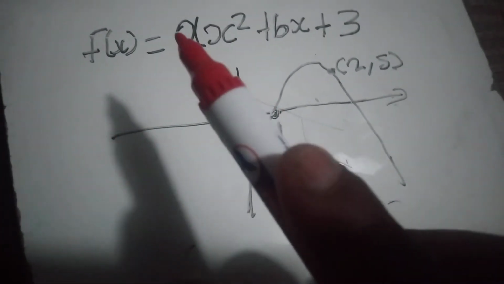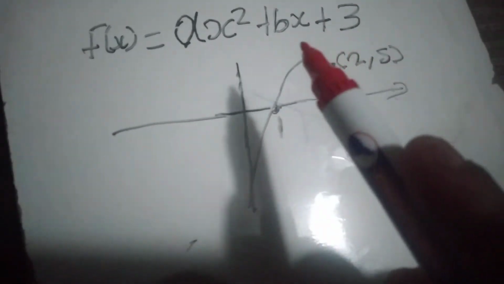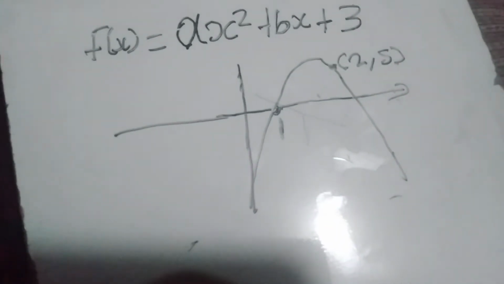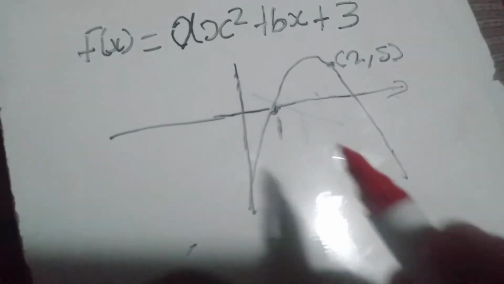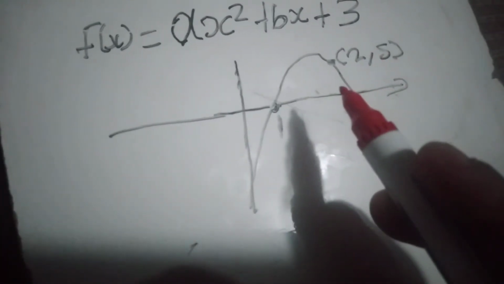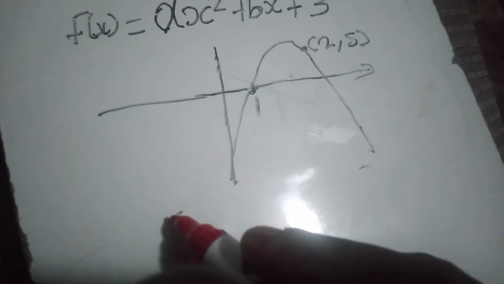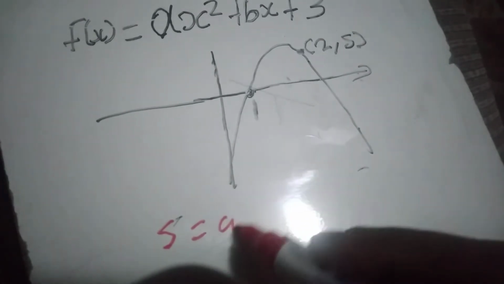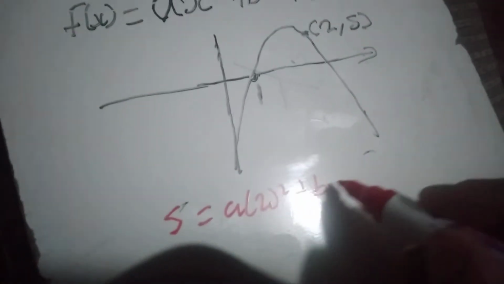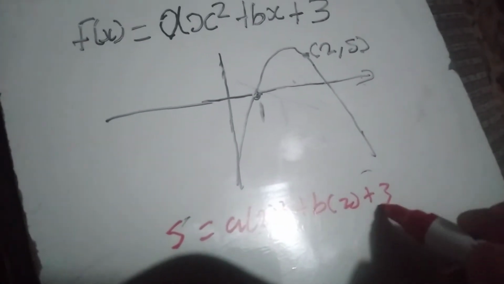Now in this case, we've got two unknowns. So a and b is not known, but c is known. So what do you do in this situation? If you are given 2 points, then you have to substitute both of them and solve simultaneously. What am I talking about? For instance, let's substitute the first one. So if you substitute the first one, it's going to be 5 is equals to a into 2 squared plus b into 2 plus 3.